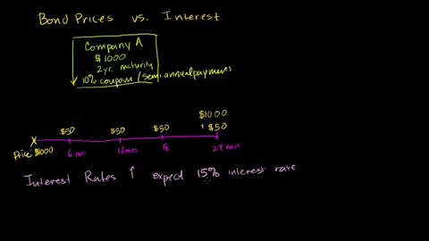Obviously, for something less risky, you would expect less interest in that. But for a company just like Company A, you would now expect a 15% interest rate. So interest rates have gone up.